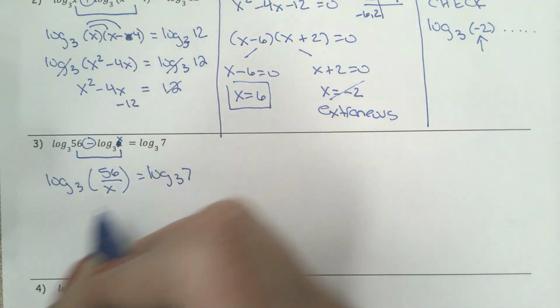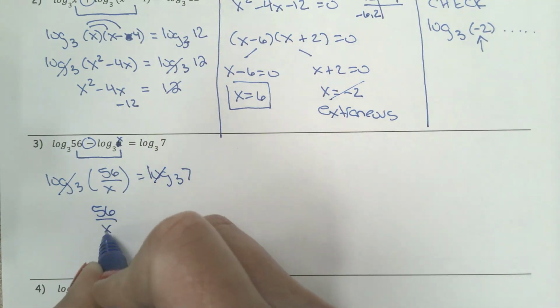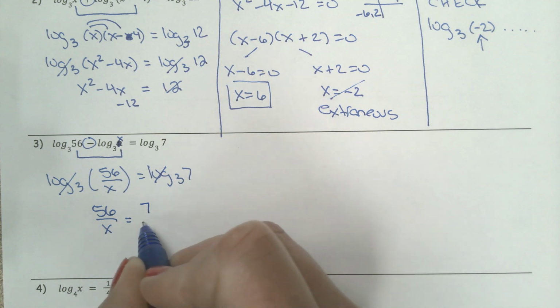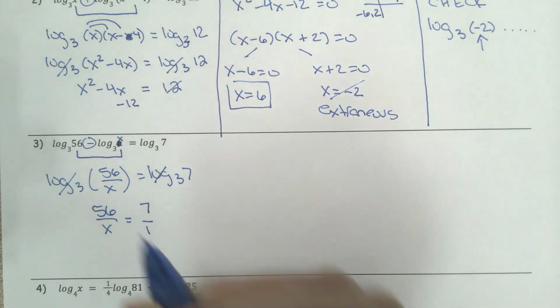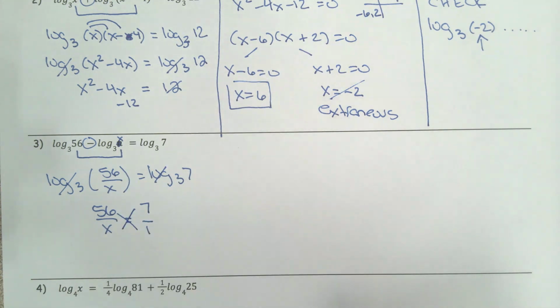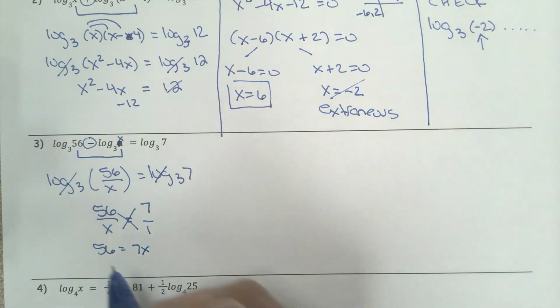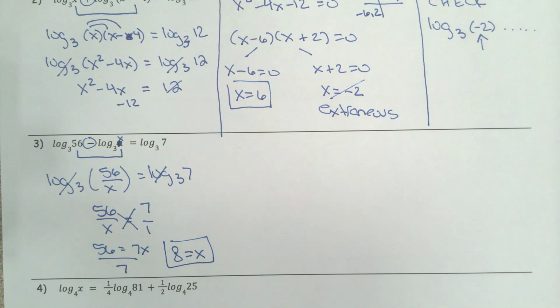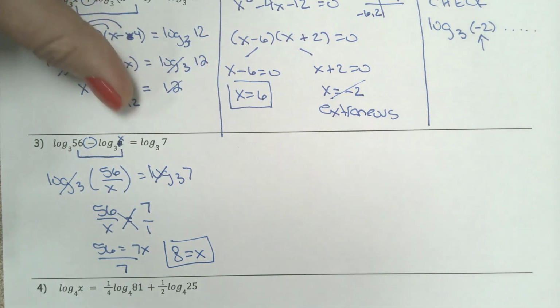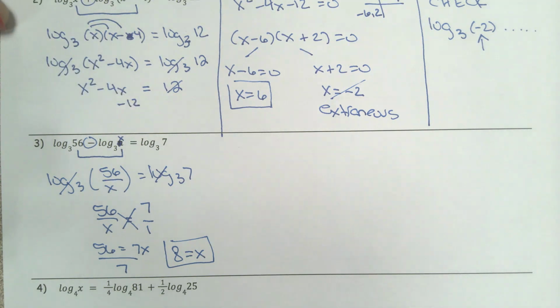So you have log equals log, so I'm going to drop log. And I have 56 divided by x equals 7. I would probably end up putting that over 1. When you have fraction equals fraction, I would probably just cross multiply. Get 56 equals 7x. Divide, and x equals 8. And when you glance there, yep, that doesn't get you a negative number, so that is good.